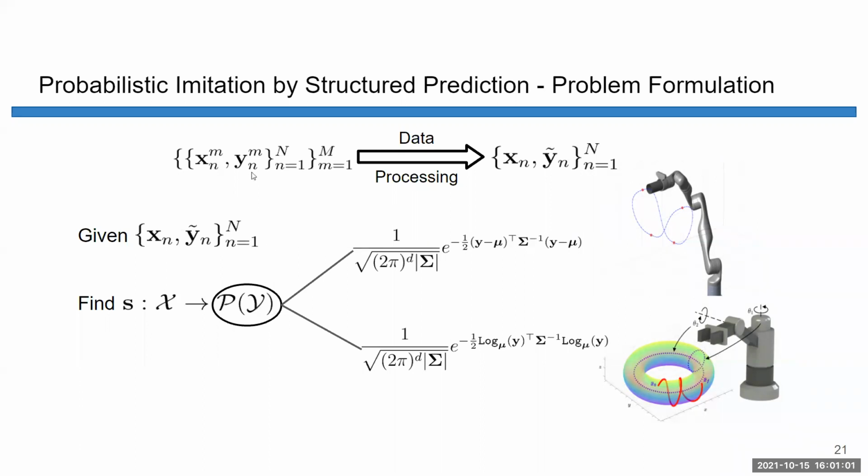If the quantity Y in the original demonstration is a Euclidean point, then this distribution is just a multivariate Gaussian distribution. But if this quantity Y is some other form of data, like a point on a manifold, a quaternion, or a stiffness matrix, then P of Y has the form of a Riemannian Gaussian. So the data structure is diverse here.